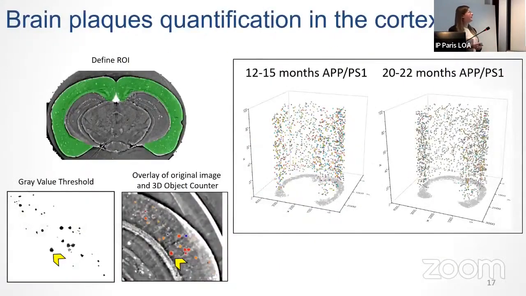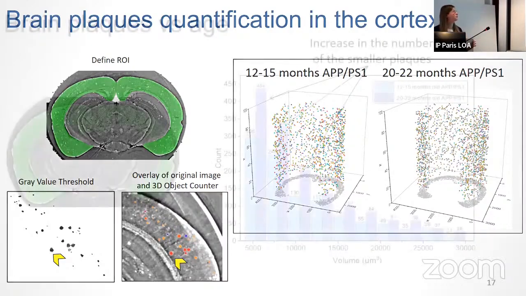Also, we quantify, as I told you before, the plaques inside the brain. So we apply a similar image analysis as for the fibers. We threshold the plaques inside the brain, and then we count them, and we define the volume of each of the plaques using a 3D object counter plugin. This is the result in 3D of the quantification and of the volume of each of the plaques for the 12 and 20 months old mouse.